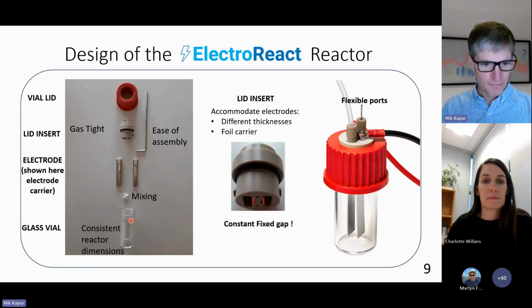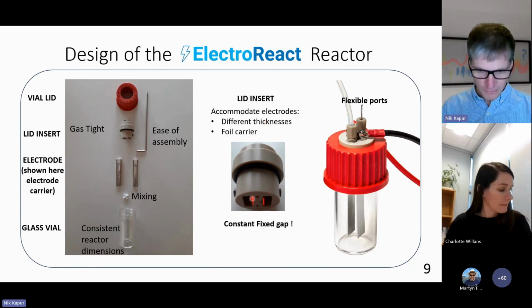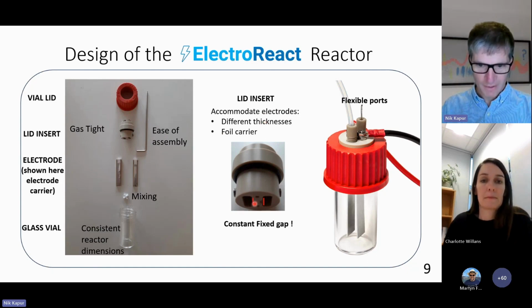This gets fastened down onto the glass vial just using a cap. You can see there's a black O-ring around there, which provides a gas-tight seal. All of the passages inside are gas tight, so you can maintain this inertness of atmosphere. I'll just talk a little bit about the lid insert. This has been designed to allow for different thickness electrodes. Because the electrodes are referenced on the inner surface, you've always got this fixed gap. Even if your electrode was thicker, you would still have this fixed gap between them. We can also use this foil carrier, which I'll mention in a few slides.